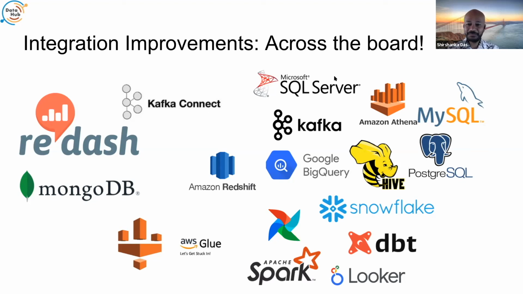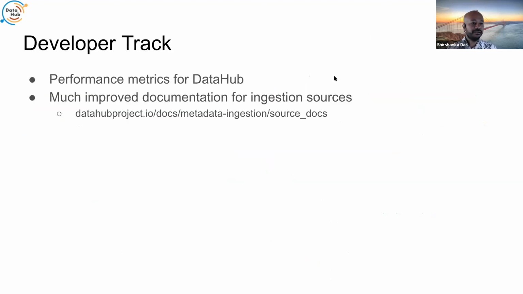All right. Moving on to the developer track, we are going to talk about performance metrics. I'm not going to discuss that too much here. We've added a lot of improved documentation for ingestion sources. So if you go check out our ingestion docs, our source docs are much improved, thanks to John and Kevin for doing that. And as new sources come on board, we have a pretty nice way of adding them to the documentation now.